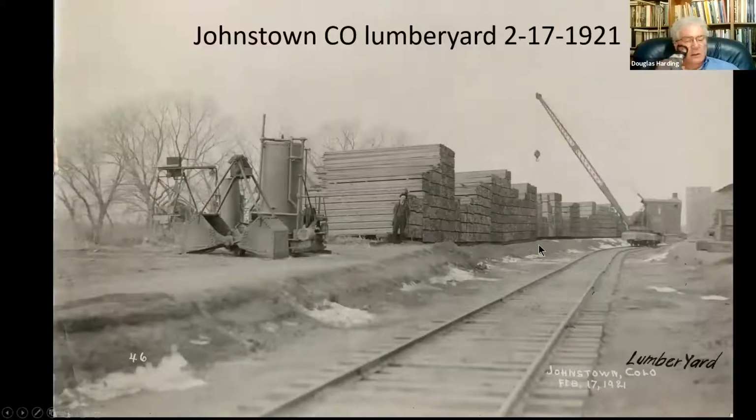So this is in Colorado, Johnstown Lumberyard, 1921. You got a burro crane of some sort here, and just stacks and stacks of plank lumber. You also have a clamshell bucket, no doubt for the crane, probably used to unload things like coal and other products that might come in an open gondola. Looks like we also got some sort of a steam boiler sitting here.